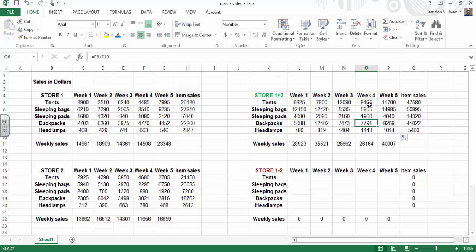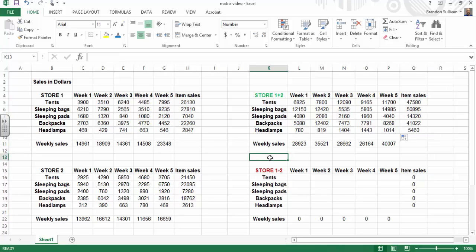So here, week 4 backpacks is adding F8 and F19. F8 is right here, week 4 backpacks. F19 is week 4 backpacks for Store 2. So that looks appropriate. And so now we can see our weekly sales totals across the bottom for both stores, or our total item sales in this column.